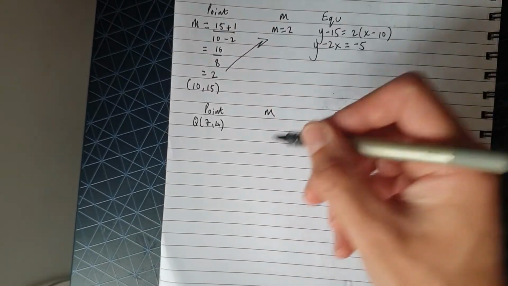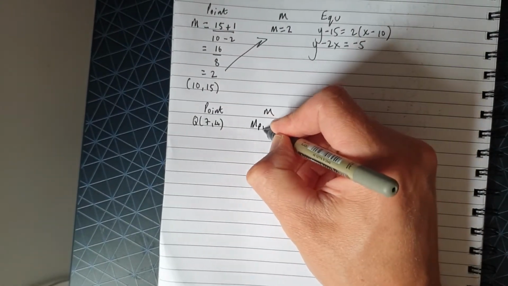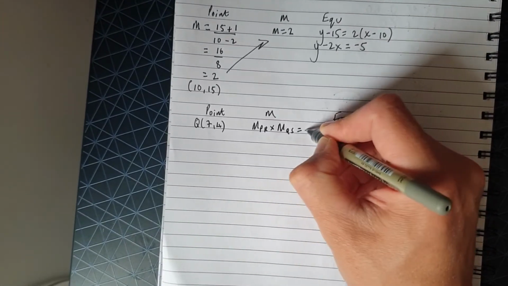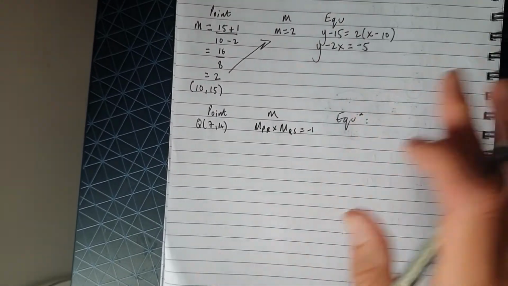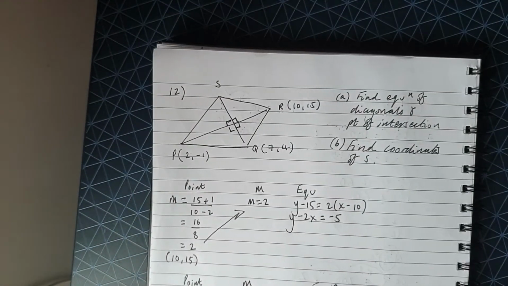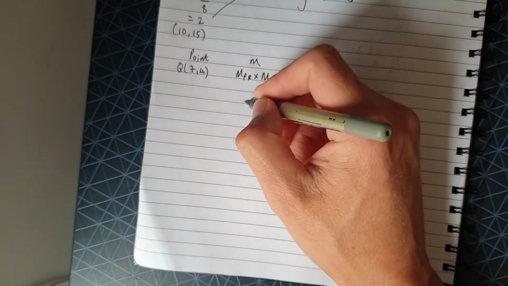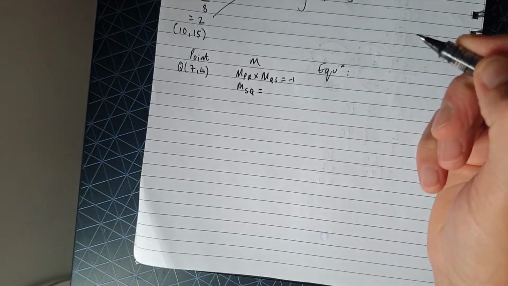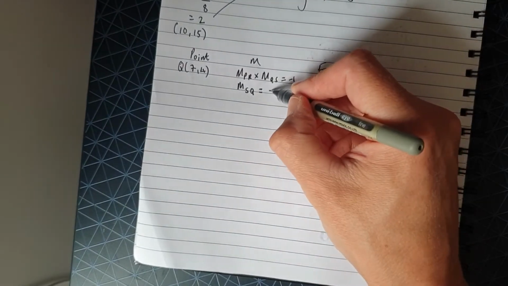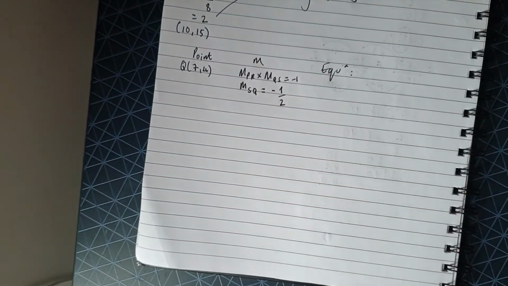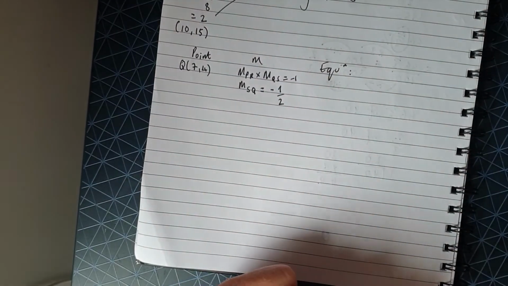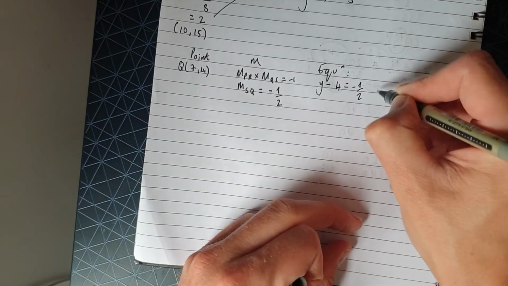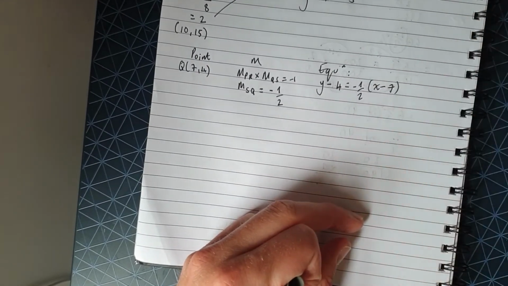Okay, so I'm going to get m using the fact that m1 times m2 equals negative 1. Now, the gradient of PR times the gradient of QS or SQ must equal negative 1 because they're intersecting at right angles, as you can see from the diagram. So that means that the gradient of SQ is simply going to be minus a half. Okay, so we've got the gradient, we've got the point, y minus b equals m times x minus a. So y minus 4 equals negative a half times x minus 7.